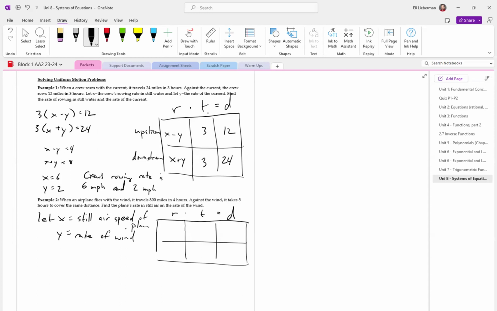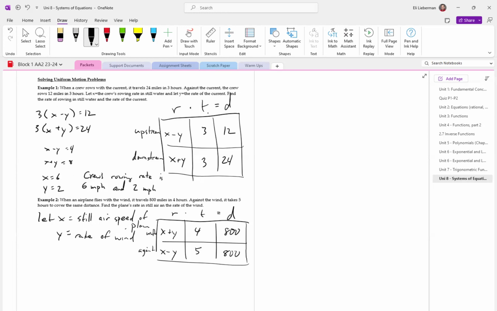In the table, for the with-wind row, I put X plus Y. Against and with. Okay. So with the wind, you said what? The rate is X plus Y, the time is 4 hours, and then the distance. Cool. And then against is X minus Y, so time is 5 and then the distance is 800. Are we good?